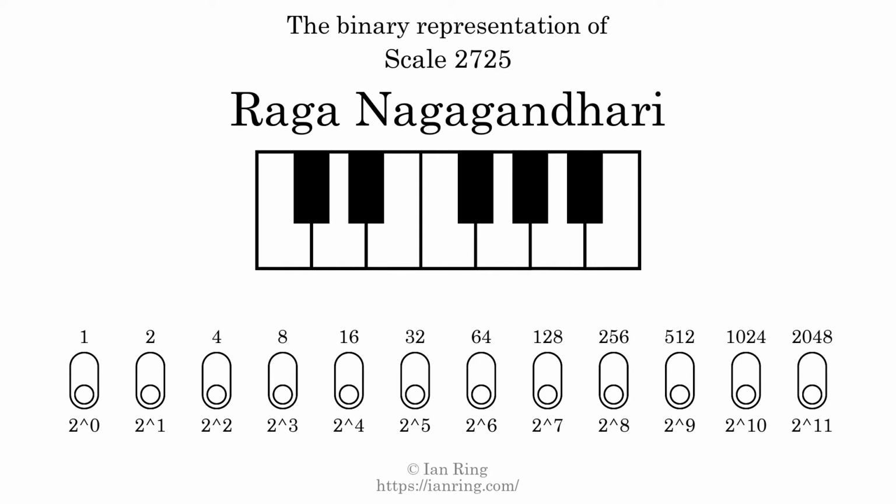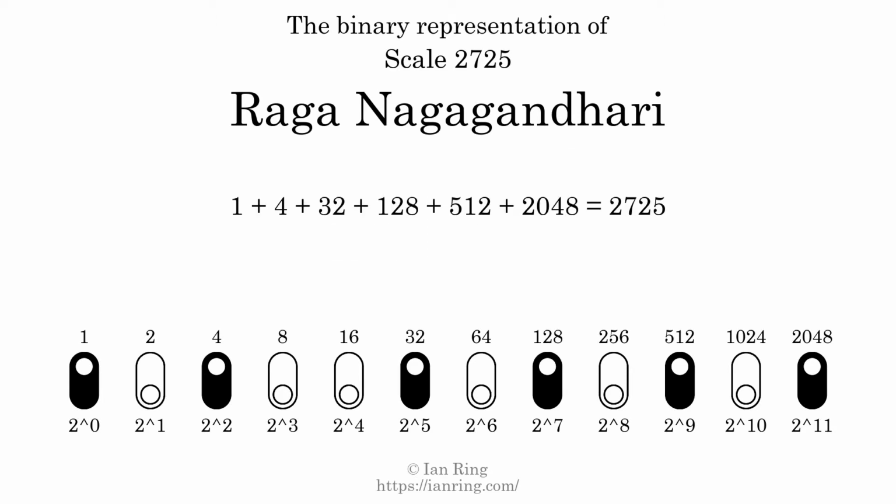The binary representation of this scale is determined by mapping tones of the scale to binary digits. Each binary digit represents a power of 2. To get the scale number, we add the powers of 2 together. The powers of 2 that are present in the scale, all added together, equals 2725.